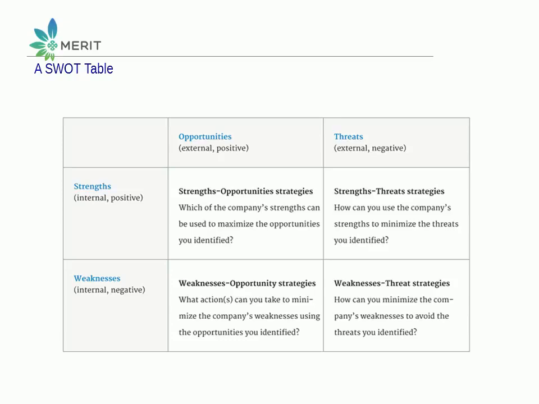And then in terms of weaknesses, what action can you take to minimize the company's weakness using the opportunities you've identified? So opportunities are external, weaknesses are internal. So you see an opportunity, you have a weakness. How do we turn the weakness into an opportunity that we can exploit? Similarly, you have a strength and you have a threat. So how do you use the strength to offset the threat? And then same thing with weakness. So how can you minimize the company's weakness? So that's just the TOWS part of things.